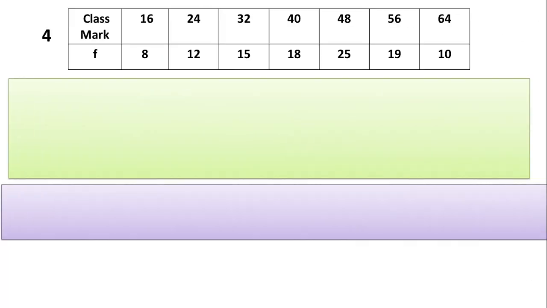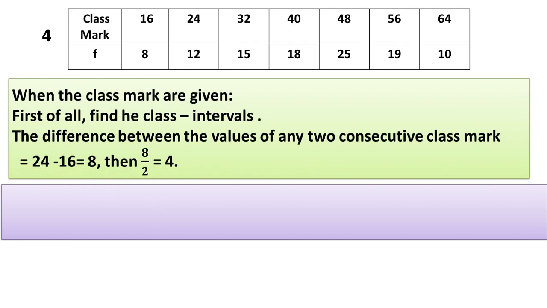Question number 4. In question number 4, the class interval is not given. Instead of that, class mark is given. Class mark is nothing but the midpoint of the class interval. In this case also, the frequency distribution should be converted into exclusive form. How to do this? Let us follow the steps. Find the difference between the values of any two consecutive class marks, that is 24 minus 16, or 32 minus 24, or 40 minus 32, and so on. The difference is 8. If 8 is divided by 2, it results as 4.